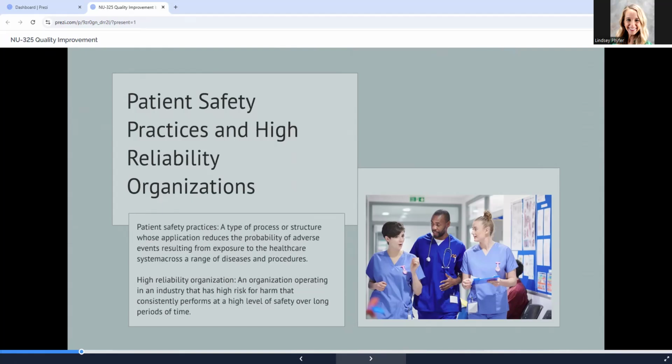A high reliability organization is an organization operating in an industry that has a high risk for harm that consistently performs at a high level of safety over long periods of time. And when you think about the healthcare industry in general, and all the tasks that nurses in a hospital type setting perform, that is an industry in which there is a high risk for harm. But we hope by implementing appropriate patient safety practices that that specific hospital is going to consistently perform at a high level of safety and not really have any adverse patient events like administering a medication to the wrong patient or something like that.